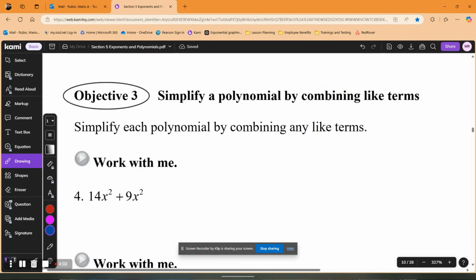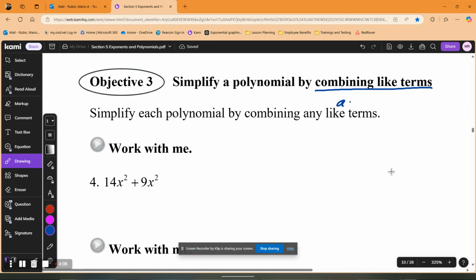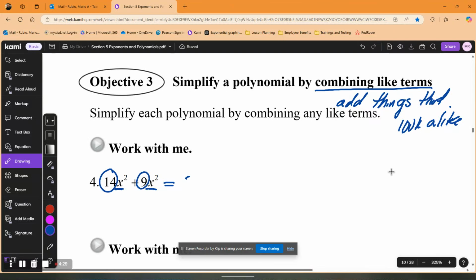Number 3 objective: simplify a polynomial by combining like terms. So we're just adding things that look alike. That means add things that look alike. And the other thing is we need to make sure that the variables match up. So x squared and x squared, those are alike. So we can add the 14 and the 9 to get 23, and we got to keep that x squared.